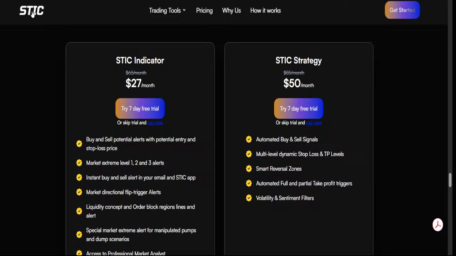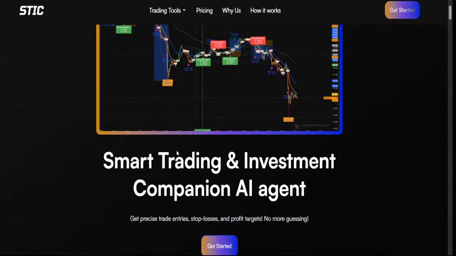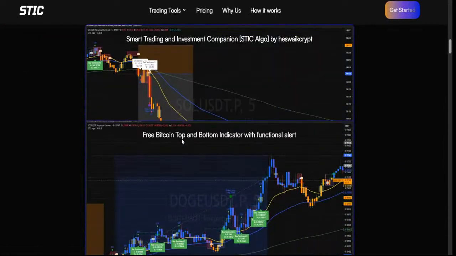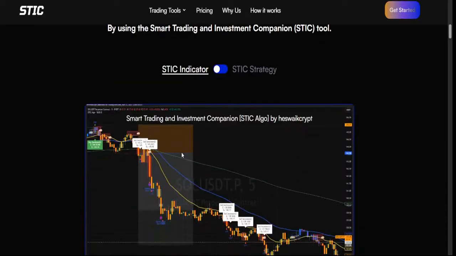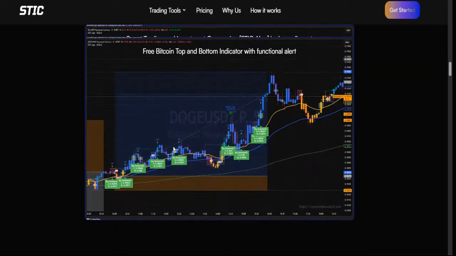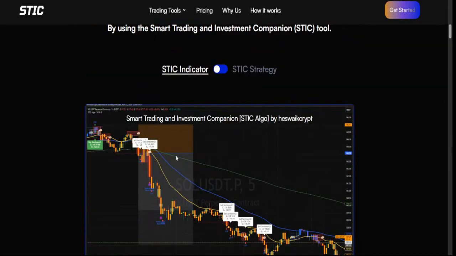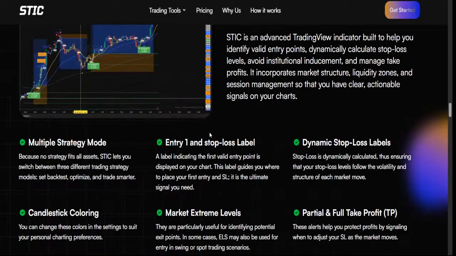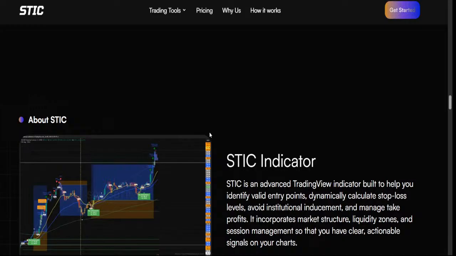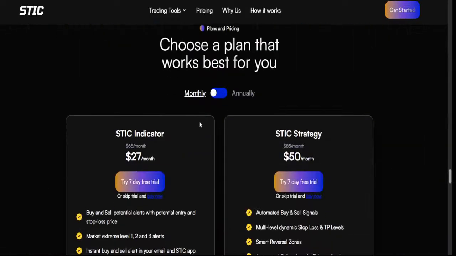On the STIC website, you get to see how it works, basically the chart, and get insight about the tools. These are all the indicators we have. This is STIC, and this is Bitcoin. We have the Bitcoin cycle high and low. The STIC strategy tool is still being developed and is yet to be made public, but once it's made public, you can get access to it. And this is the pricing.